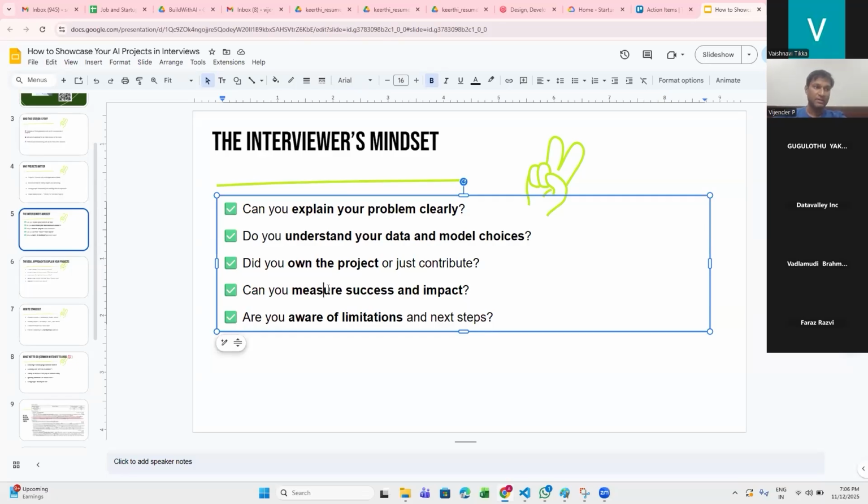Like for example, having worked on this project, we were able to reduce the latency from 2 seconds response time to, let's say, 250 milliseconds, right? So that is the impact. That is a success metric that you're talking about. Latency, correct? Latency is one metric.